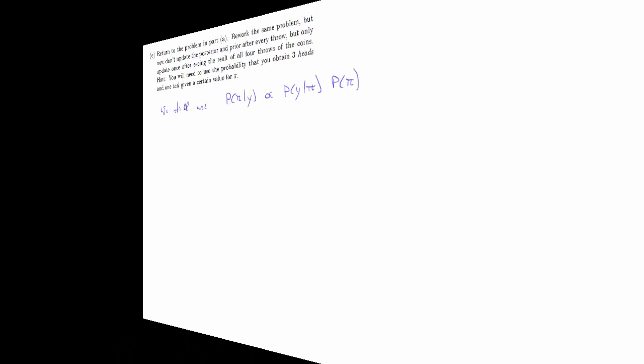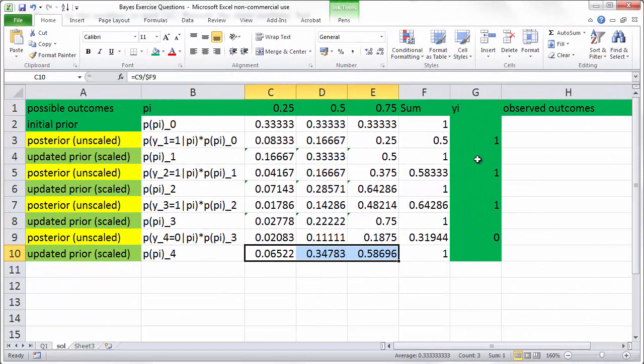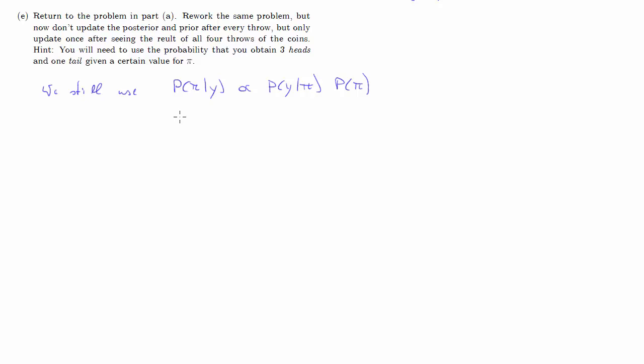So let's return to the problem, part A. And what I now ask you to do is to rework the same problem, but rather than updating after every throw, I want you to think about updating in one go. So you see here, when we went through this table, we updated 4 times. For each observation we got, for each throw of the coin, we updated. And that drove how we calculated the likelihood part.